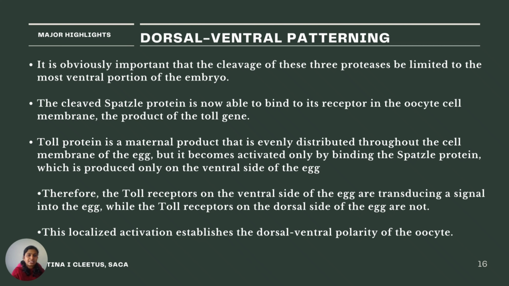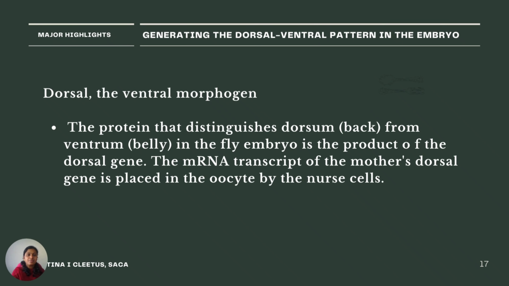Therefore, Toll receptors on the ventral side of the egg are transducing a signal into the egg, while the Toll receptors on the dorsal side of the egg are not transducing any signals. This localized activation establishes a dorsal-ventral polarity of the oocyte. And what is the ventral morphogen? It is the dorsal protein.